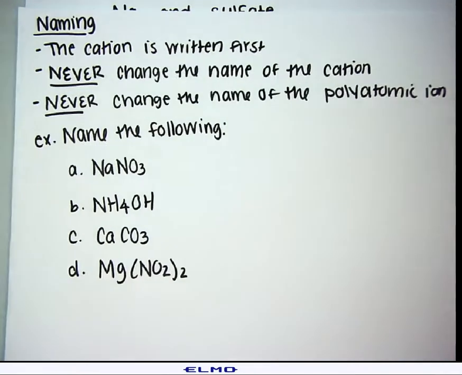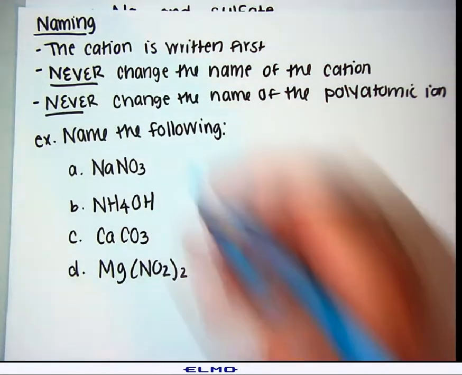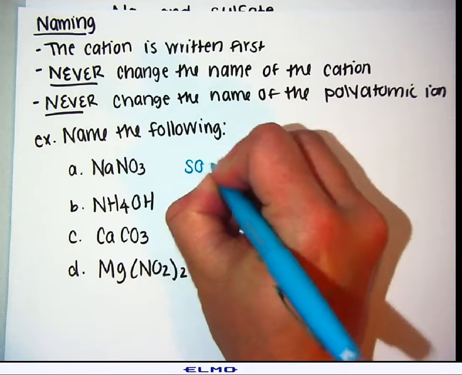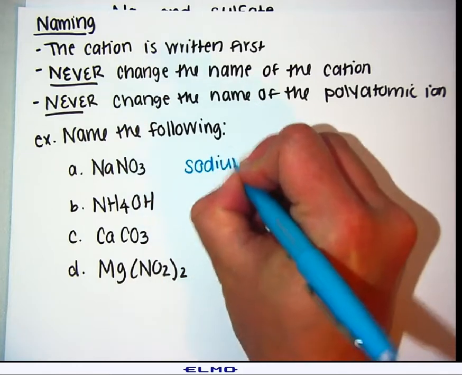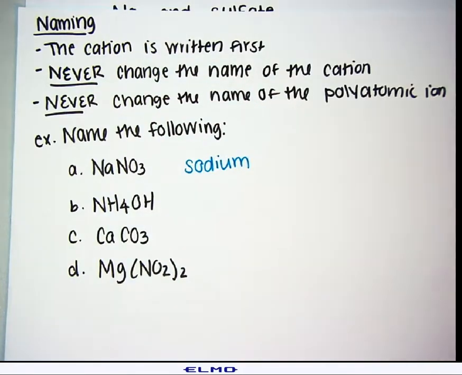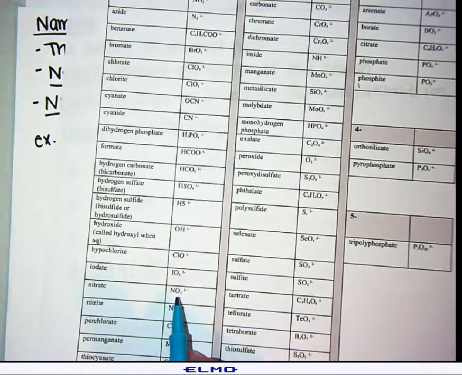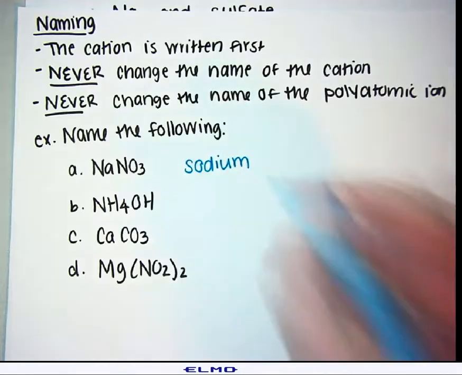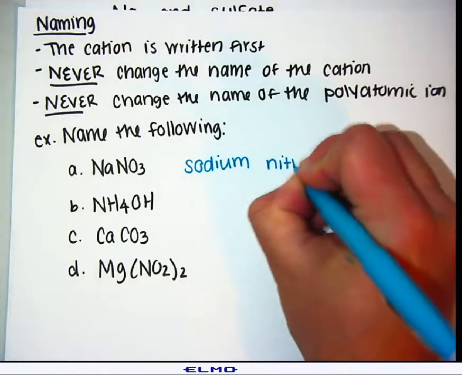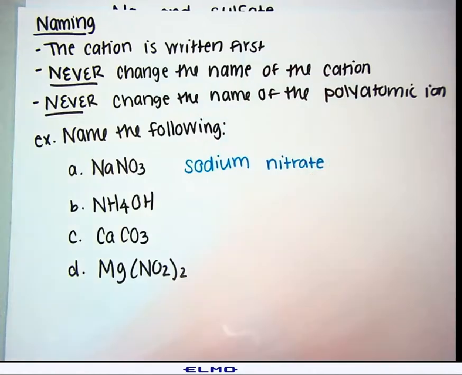All right, first one. Na is the cation. The cation comes first. Never change the name of the cation. Na is sodium. Next comes NO3. So I would want to find NO3 on my polyatomic ion reference sheet. NO3 is nitrate. Never change the name of the polyatomic ion. Don't add any letters. Don't change any letters. This would be sodium nitrate.